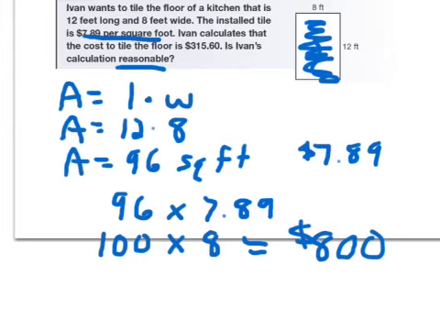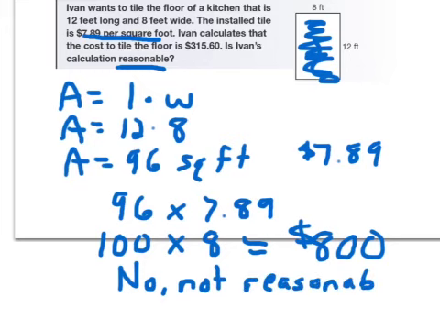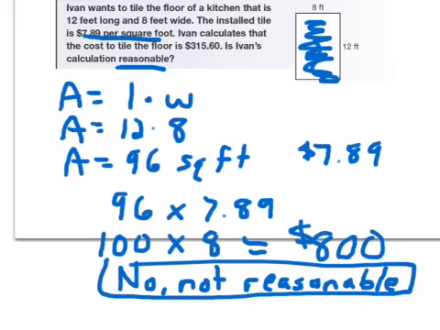So is his answer reasonable? Well, he said $315.60, so the answer is no, it's not reasonable. And the reason is because 800 is not even close to 300. They're not in the same ballpark as far as numbers go. Okay, let's go on to the last example.